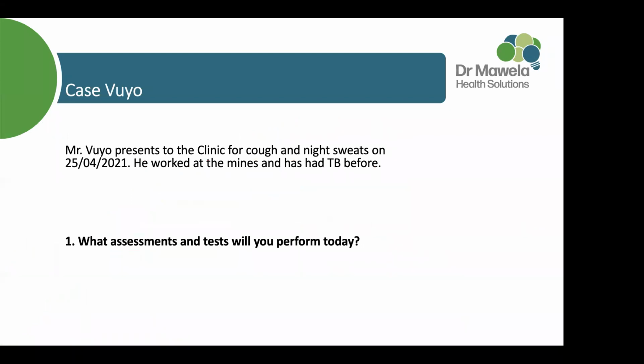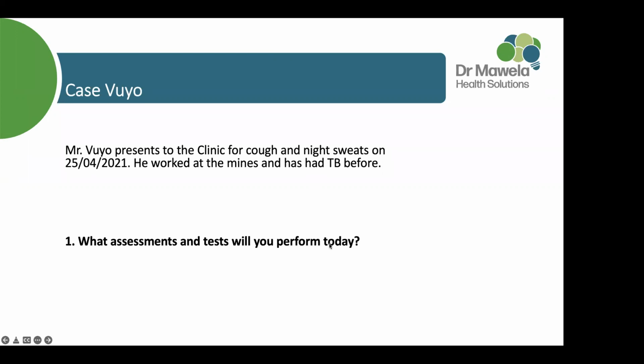But to set the tone for today's session, we will go straight into a case, a very basic scenario, but we will build on it as we look at the interface between these two infections. So here we have a Mr. Vuyo, who presents to you with a cough and night sweats, which started, anyway, this is last year. And then there's a history that he worked at the mines and he has had TB before. Now, when you see a patient, a client like Mr. Vuyo presenting like that for the first time, what are some of the assessments that you might want to do?